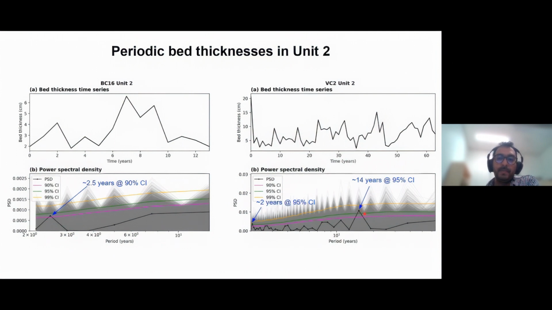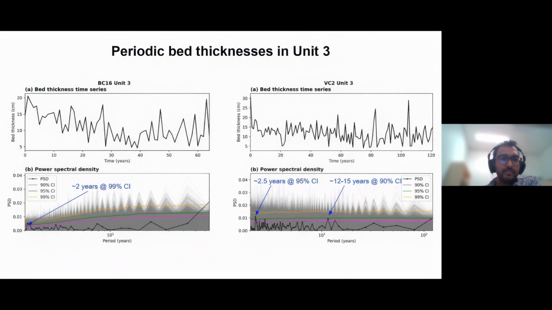Going into unit 3, in BC16, we observe again a periodic bed thickness every 2 years at 99% confidence interval. And in VC2 for Unit 3, we observe 2 peaks that are statistically significant at 95 and 90%. Those are every 2.5 years, and the other one is every 12 to 15 years.